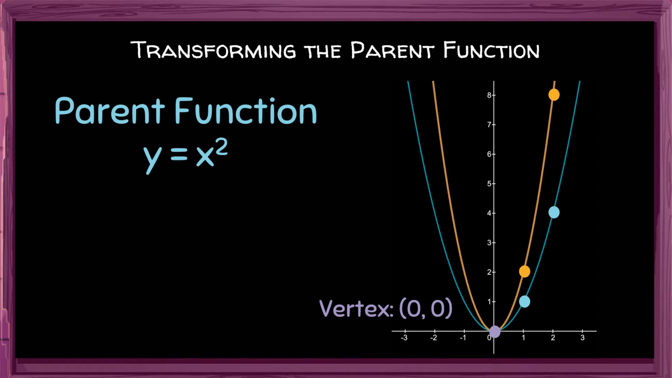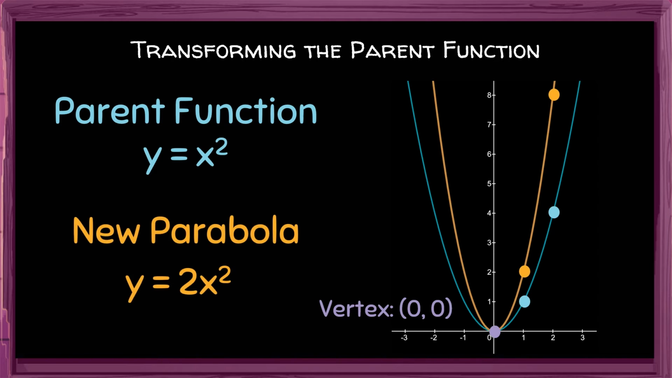So what do you think is happening? Since our parent function was y equals x squared, is this new parabola y equals 2x squared? That would explain why all of the answers seem to be doubled. Codette, that's fantastic. You're really on fire today.